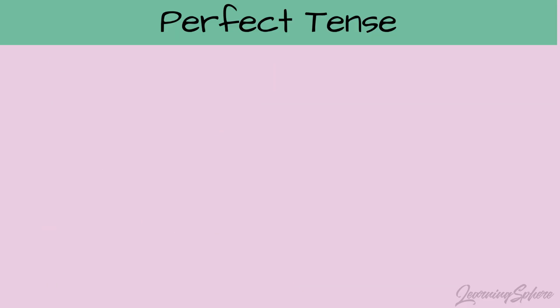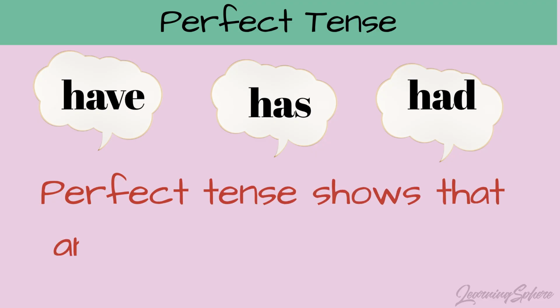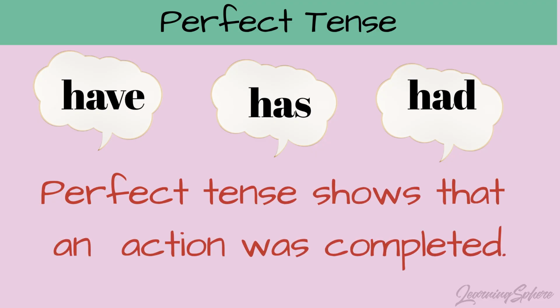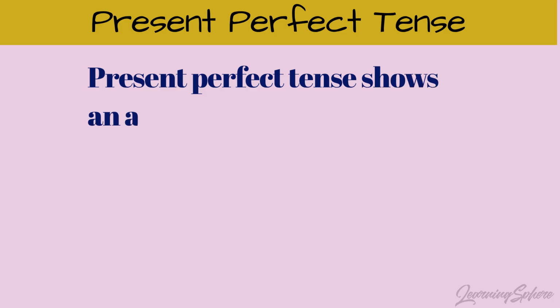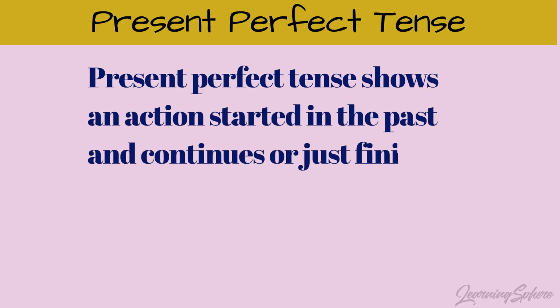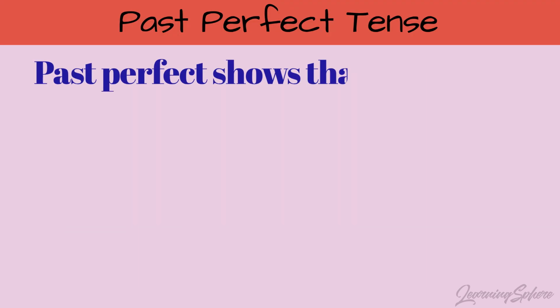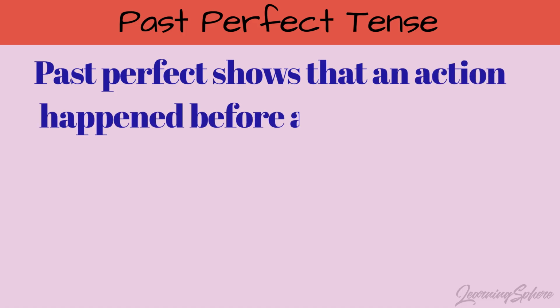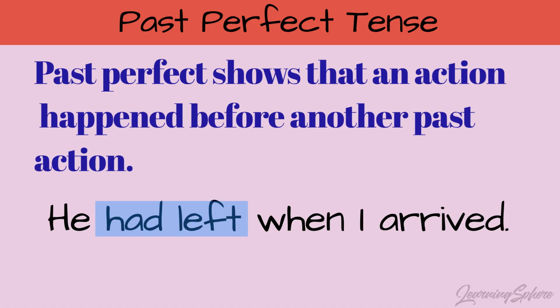Perfect tense uses have, has, or had to show that an action was completed. The present perfect shows an action started in the past and continues or just finished. For example, she has studied. The past perfect shows an action happened before another past action. Example, he had left when I arrived.